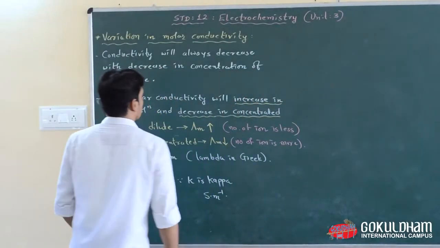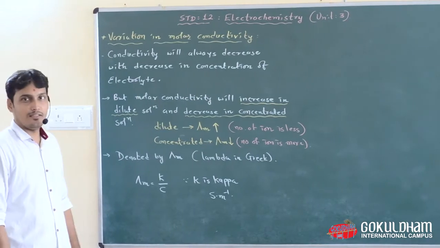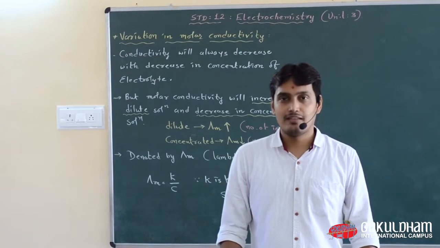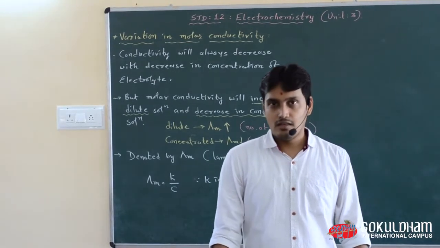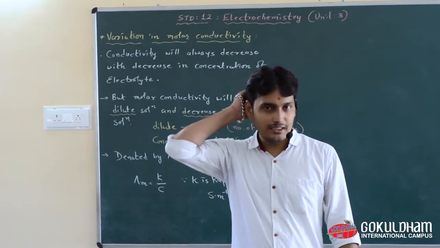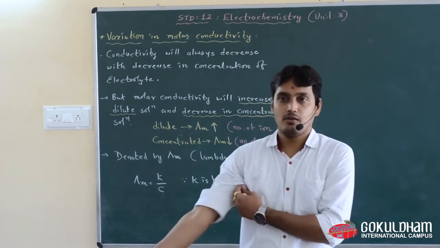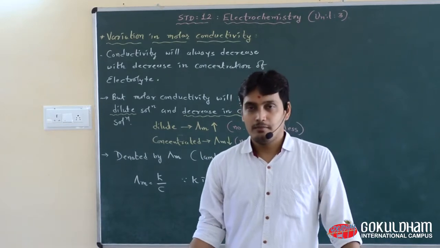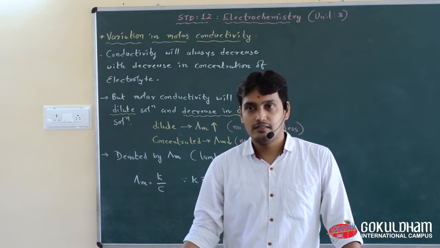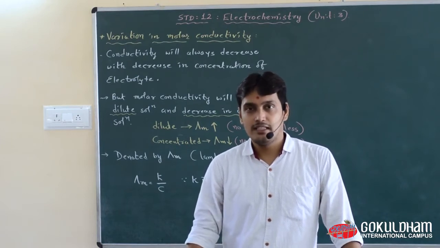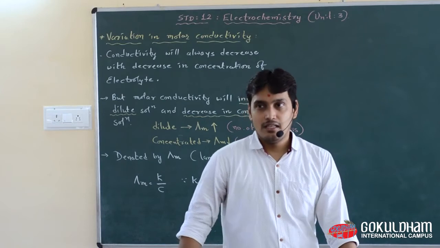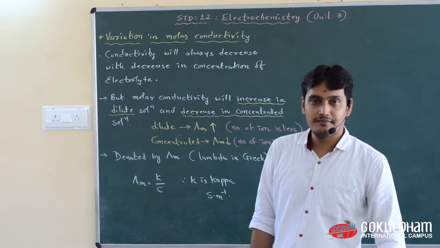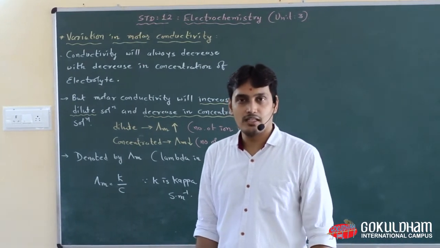Hello, my dear students. In previous lectures, we already discussed Unit 3, Electrochemistry. Our first theory is the electrochemical cell, then we will discuss the electrolytic cell. All previous theory is the Nernst equation, then conductivity, then electrolytic solutions conductivity, and now today we are going to discuss molar conductivity and the variation of molar conductivity.